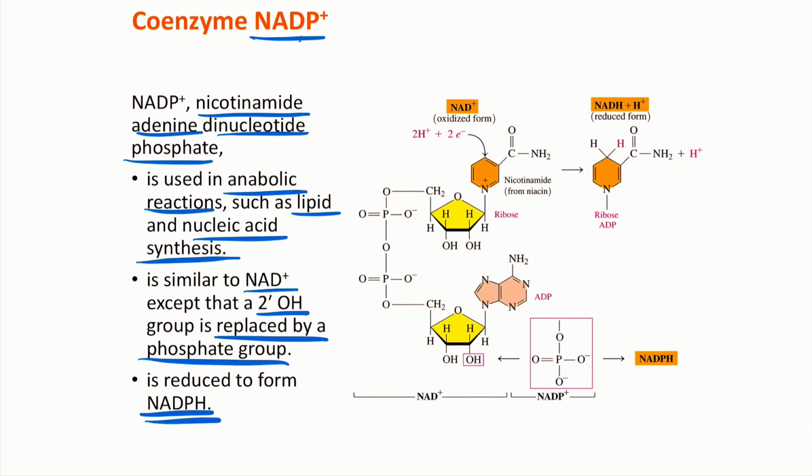So remember the difference between NAD+ and NADP+. The only change here is the 2' OH group. So in place of the 2' OH group, we have a phosphate group.